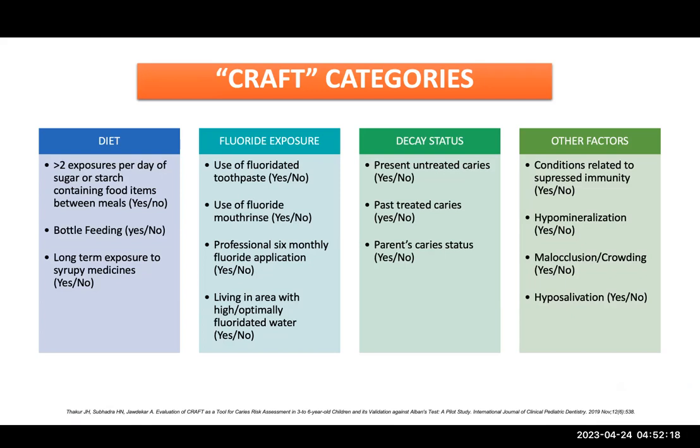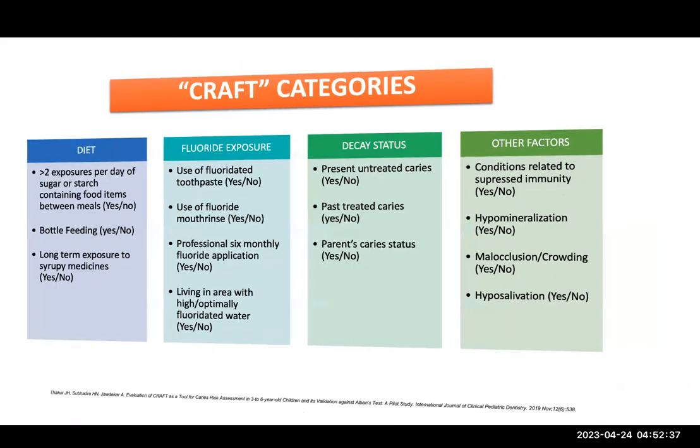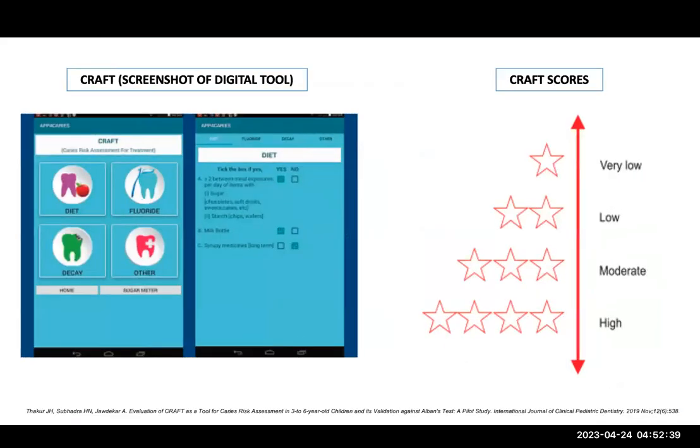But one important thing which they have kept in mind for the Indian population is hypomineralization, conditions related to suppressing the immunity, malocclusion, caries, and hyposalivation. These are given more emphasis than the others. So this is a snapshot of the digital tool, how it looks on the mobile screen, and it gives you the score in these four types of stars. So a star can be red or green.